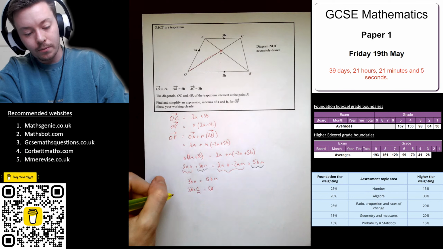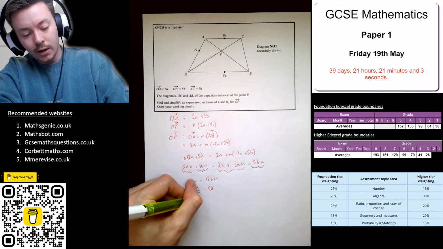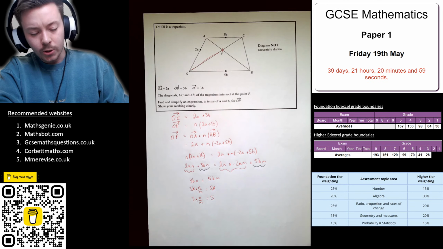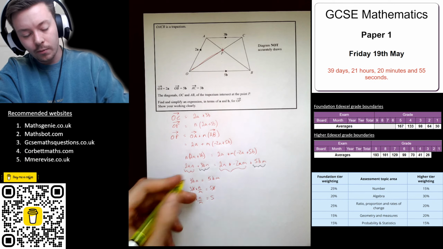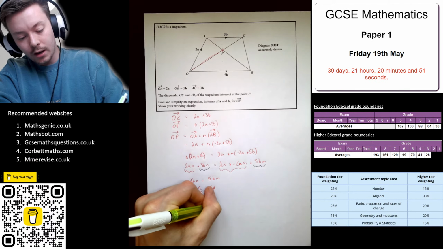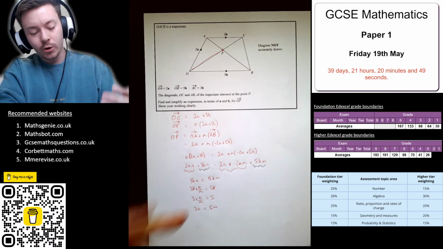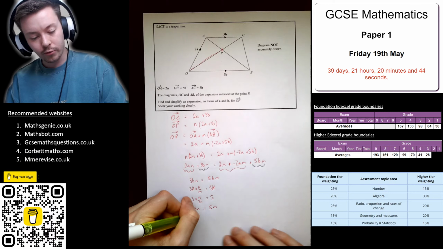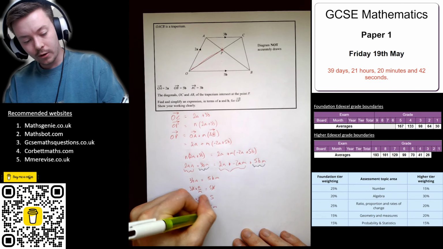Cancel out my vectors, my b's. I get 3 times n over m is 5. That's not looking too nice. I'm going to multiply back up by the m, so 3n is equal to 5m. So I just need some kind of substitution I can make, so I just need n equals or m equals. So divide by 3 on both sides, I get n is 5 over 3m.